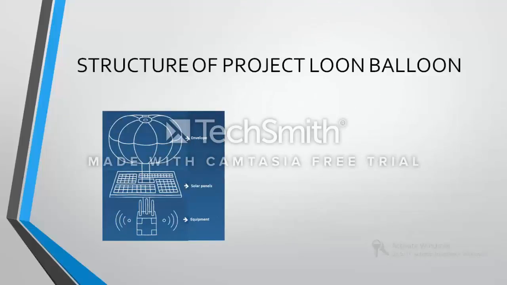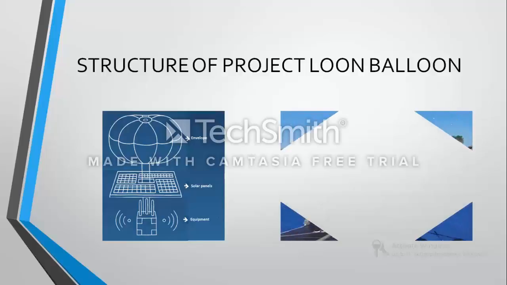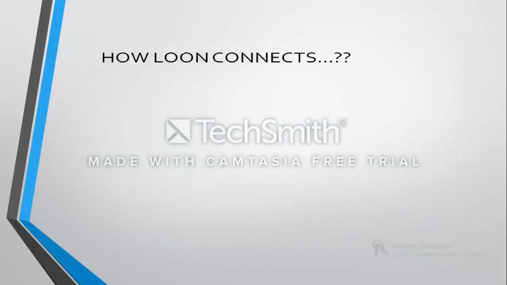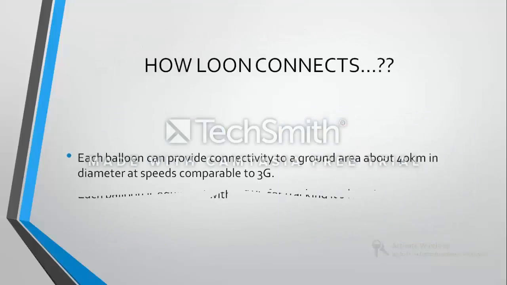This is how the structure of the Project Loon balloon looks like. As I mentioned earlier, the envelope will be the top part of the balloon that will be floating, and within that the bladder will be there, and the solar panels for the running of the balloons, and the equipment for controlling from the ground and within the balloon. So this is the image of the balloon that is ready to be launched. This is how the Loon collects actually.